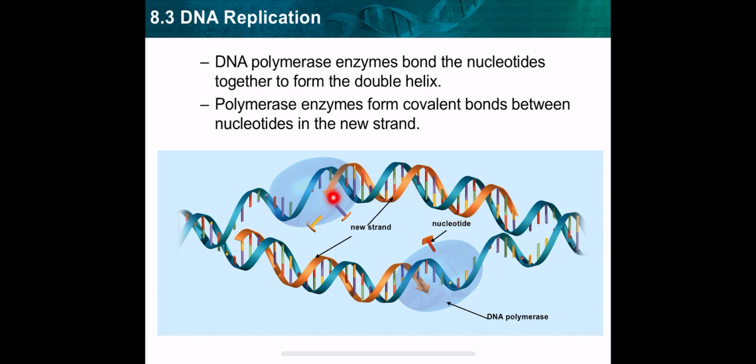If you remember, covalent bonds connect the nucleotides together in the same strand, while hydrogen bonding between two strands forms the double helix. So DNA polymerase enzymes bond the nucleotides together to form the double helix, and they also form covalent bonds between nucleotides.